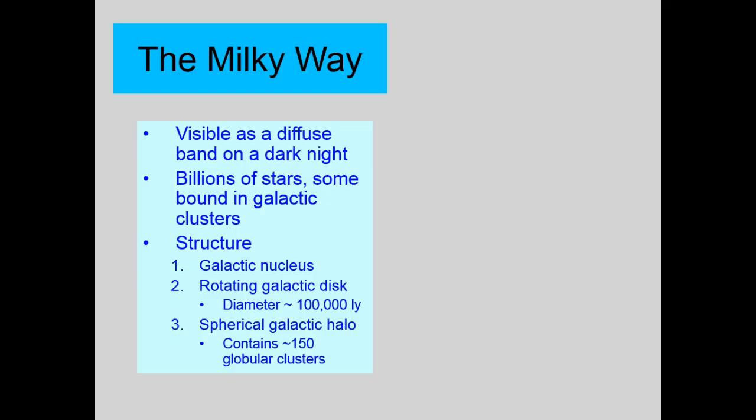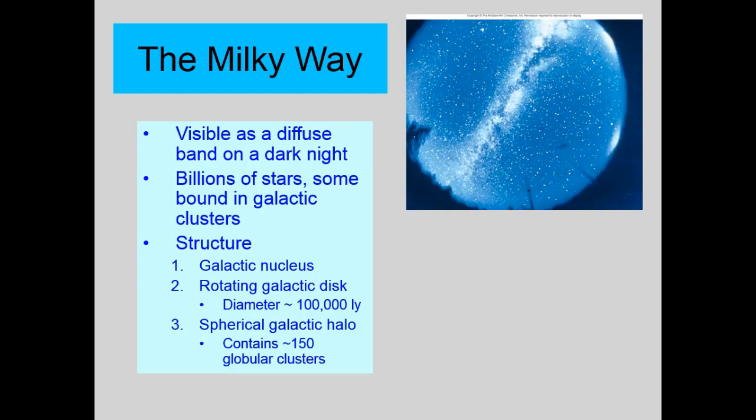There is a spherical galactic halo that surrounds that disk. And that contains about 150 smaller globular clusters, which could be as small as tens of stars to hundreds of thousands of stars. But these clusters are in that spherical galactic halo. Okay, so our Milky Way is enormous.